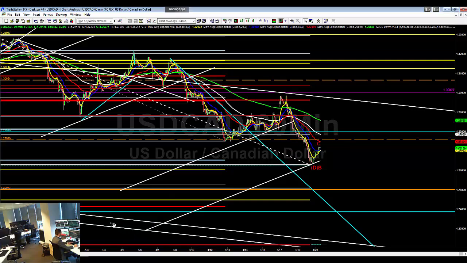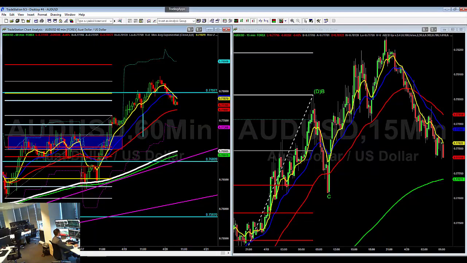So that's what I'm looking for, dollar CAD. Again, the short side is the one that I'm favouring. Maybe getting an initial position at a good price and then add as it goes through.